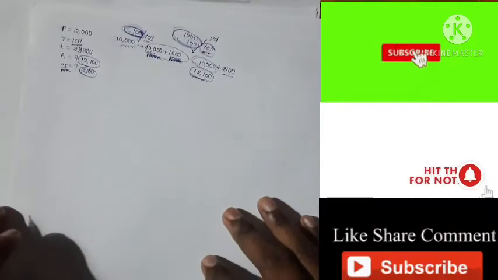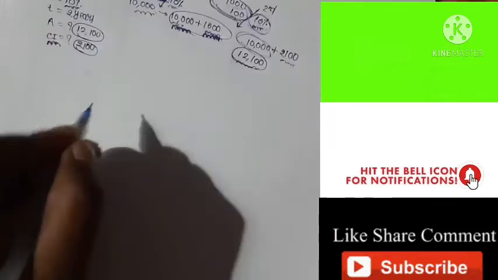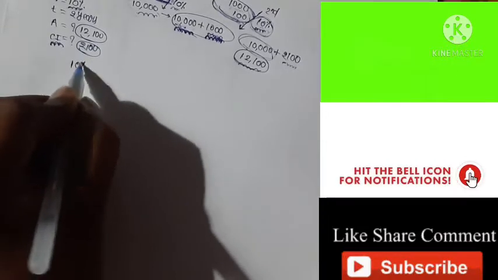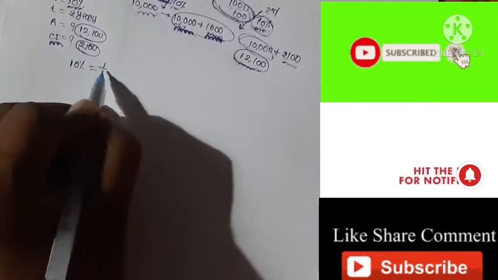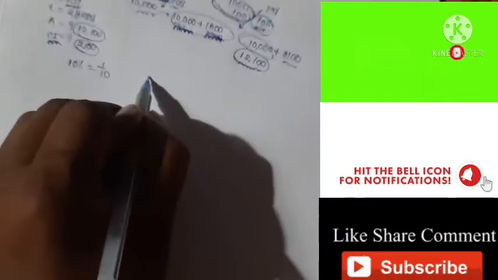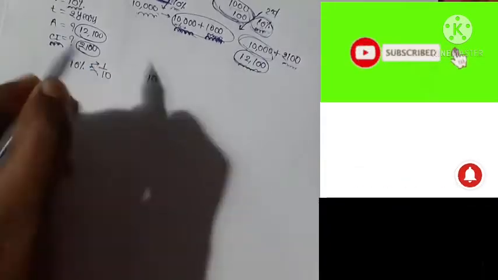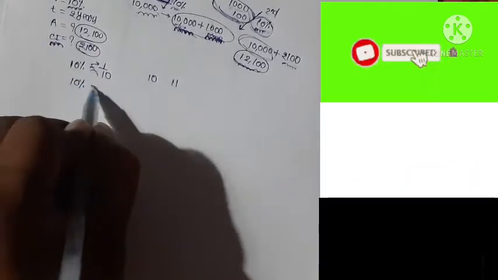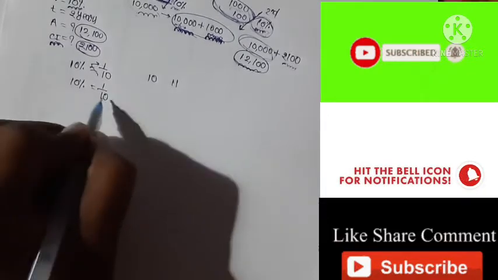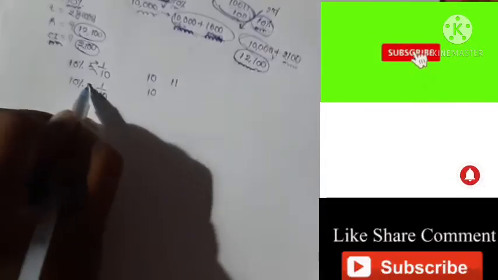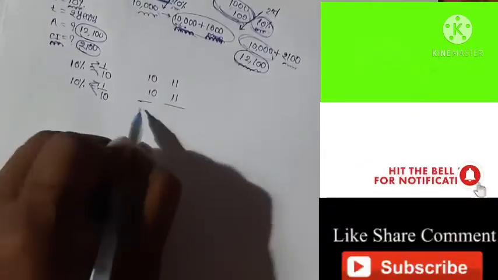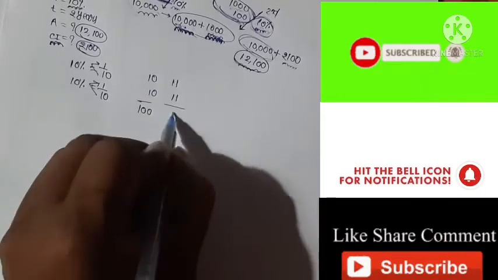So compound interest can be calculated by using successive increase. So rate of interest is 10%. So 10% is equal to 1 by 10. So value is 10. So increased by 10%. So value is 11. Second year the rate of interest is 10%. 10% is 1 by 10. So value is 10. So increased by 10%. So value is 11. So 10 into 10, 100. So 11 into 11, 121.